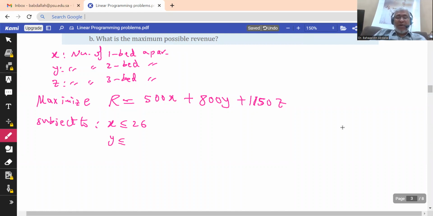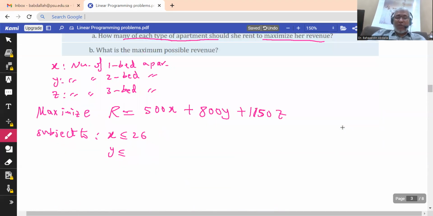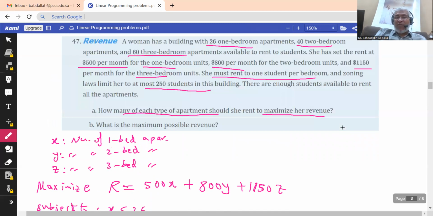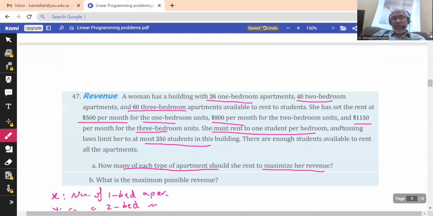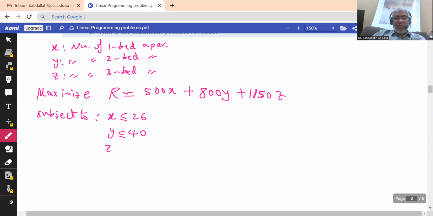And the number of two bedroom apartments is 40. So she cannot rent them to more than 40 students. So this is really what we mean, one student per bedroom apartment. So also Z is less than or equal to 60. So these are the 3 constraints.